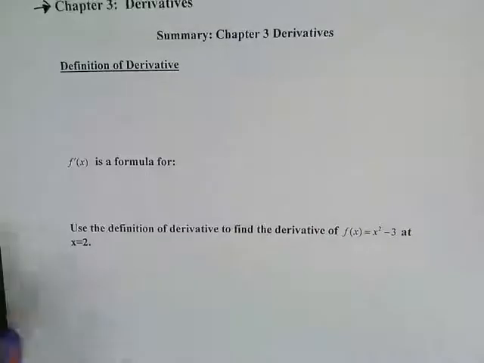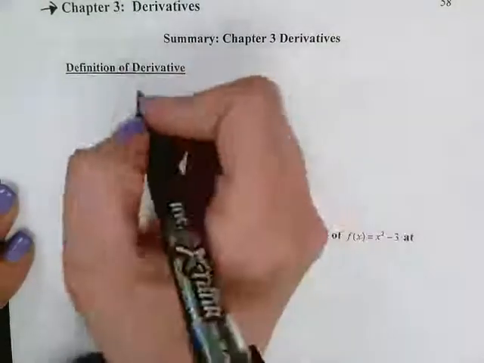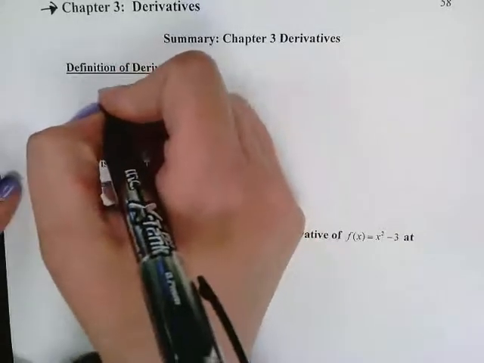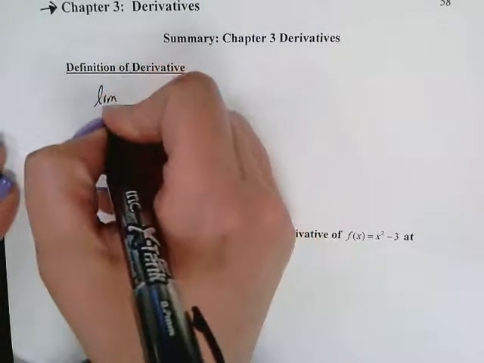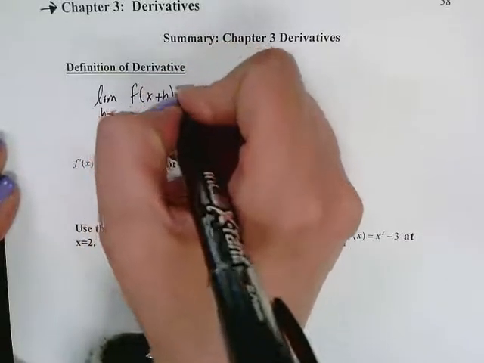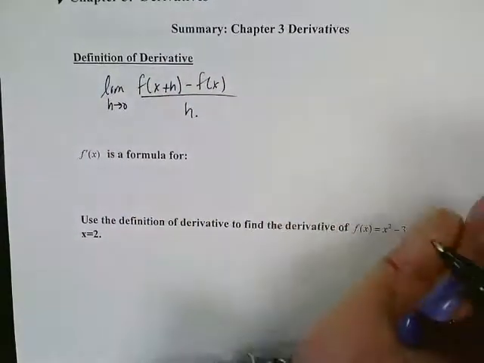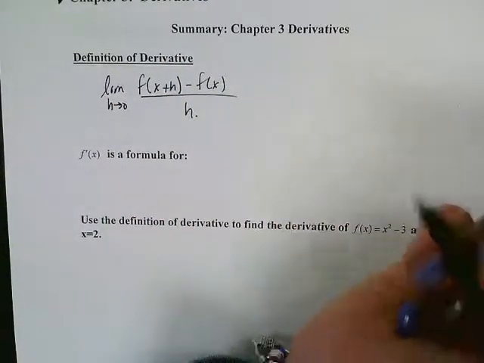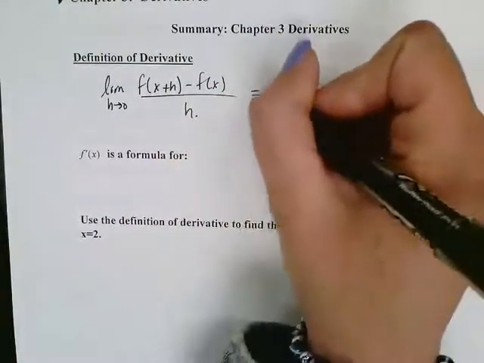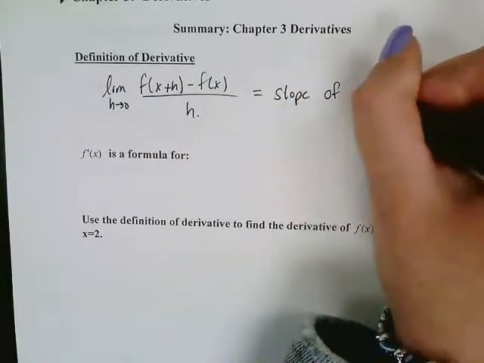Okay, so our summary of Chapter 3 for derivatives. So remember that the definition of derivative says that you can find the derivative using the limit as h approaches 0 of f of x plus h minus f of x over h. Okay, so this is the definition of derivatives. And this, of course, will give you guys the slope of the tangent line.